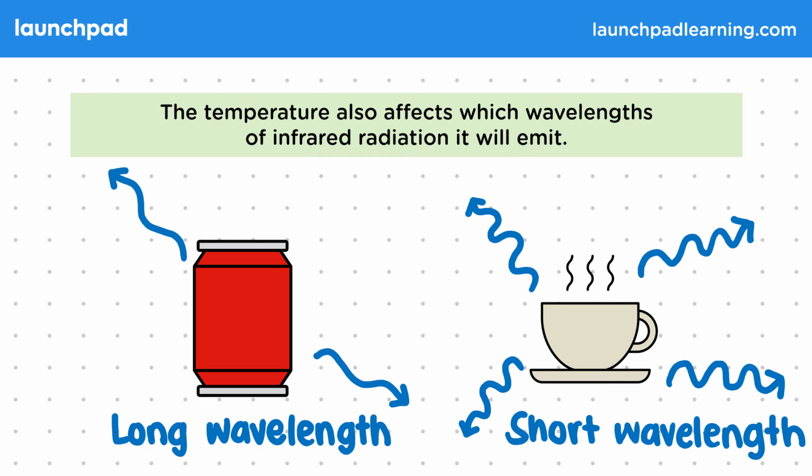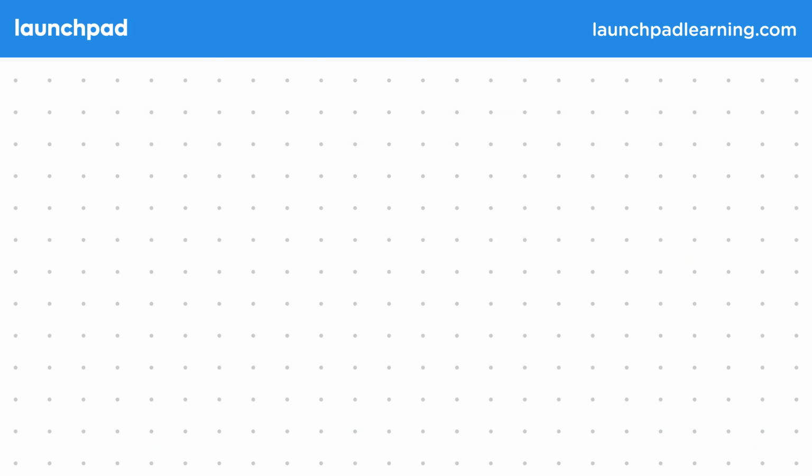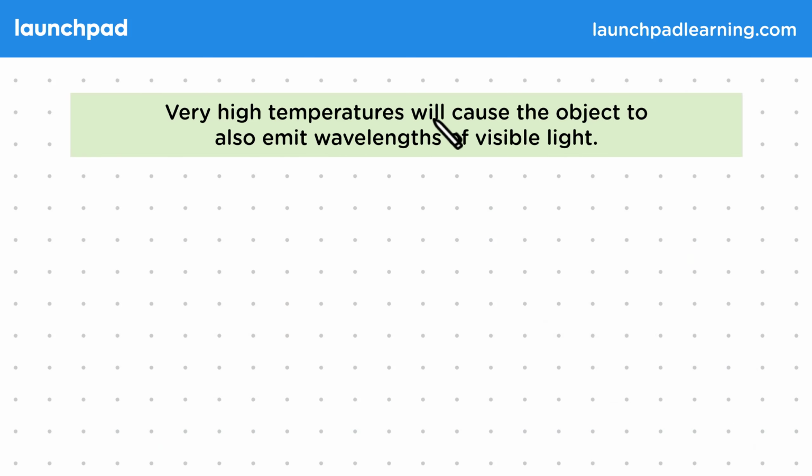Now, you don't need to know why this happens for your exam, but if you're interested in studying astronomy after GCSE, then you'll see how useful this is for analysing light from distant stars. So we know that temperature affects the wavelength of infrared waves. But what happens with even hotter objects, where the wavelengths get even shorter? Very high temperatures will cause the object to also emit wavelengths of visible light.